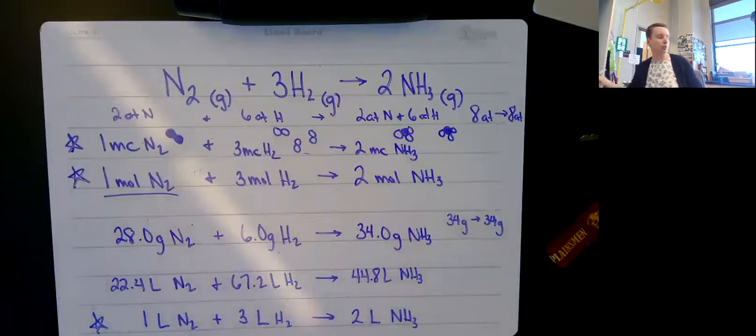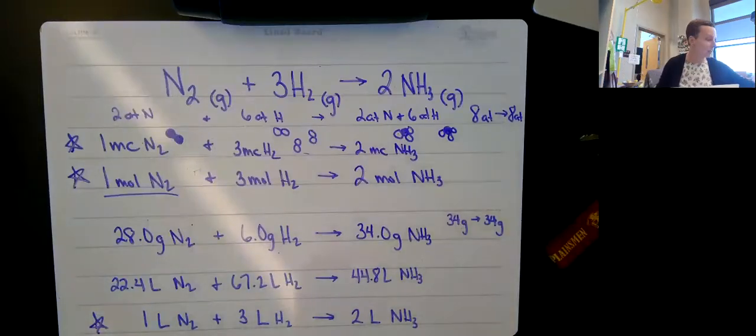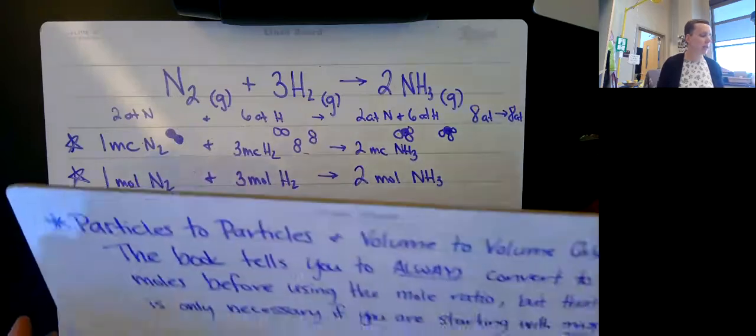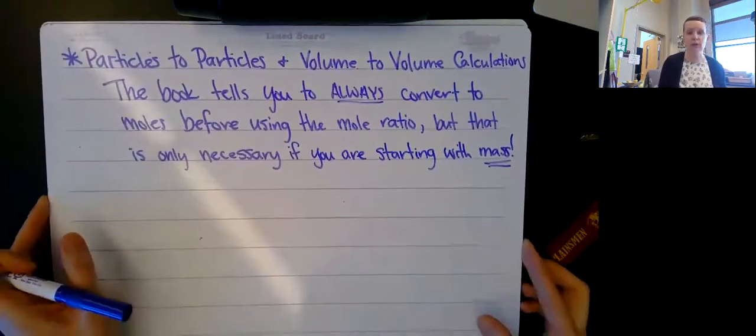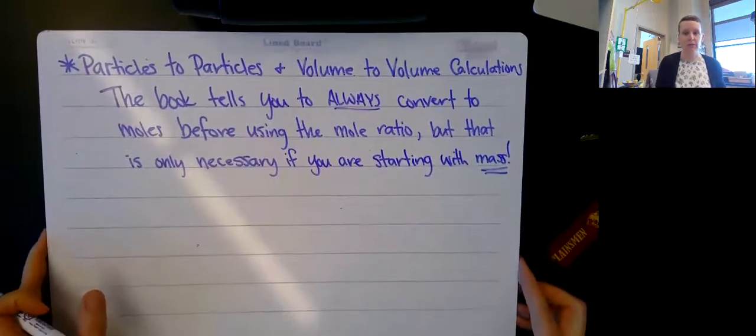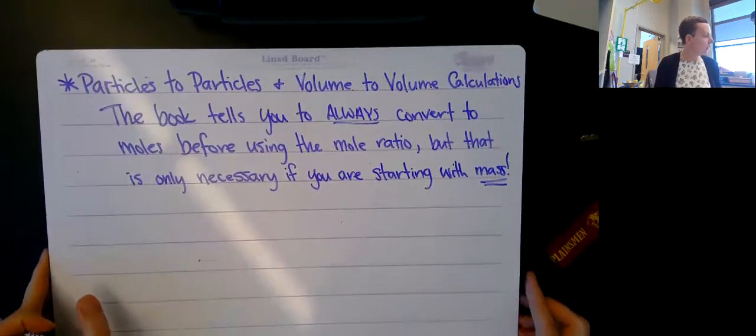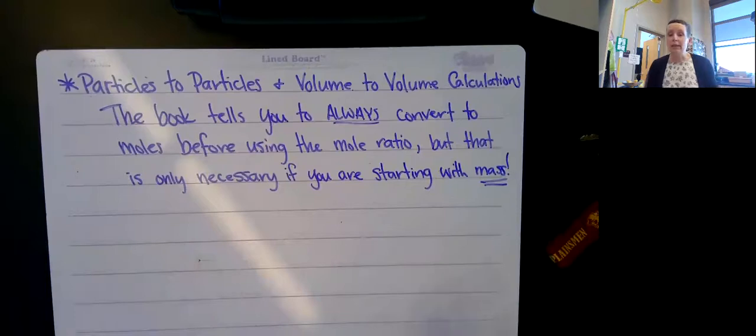So turn the page. We're going to go into our 12.2 section. And we're going to start doing some calculations with this, okay? So go to the section that says class notes, particles to particles, and volume to volume calculations, okay? All right, you can write this statement if you want, or you can just pay really close attention and hopefully you'll remember it. I recommend writing. You can summarize if you need to.